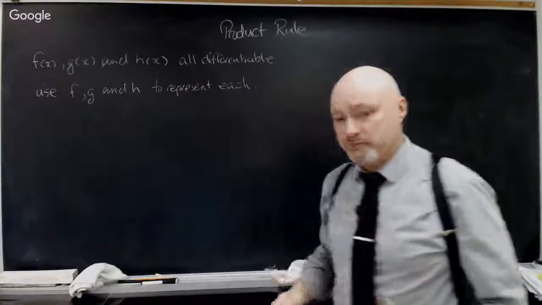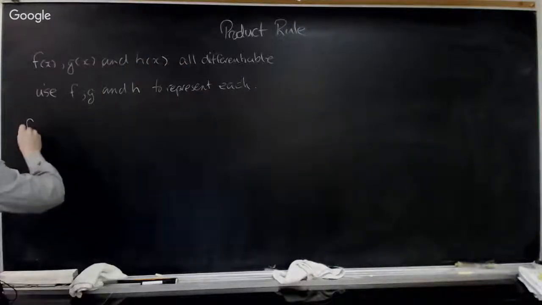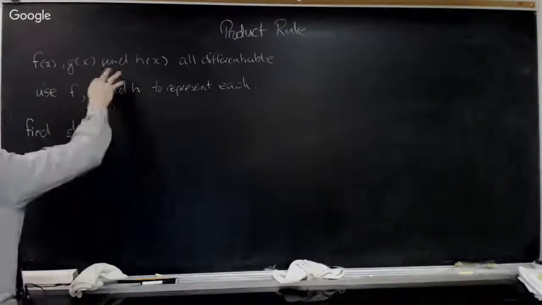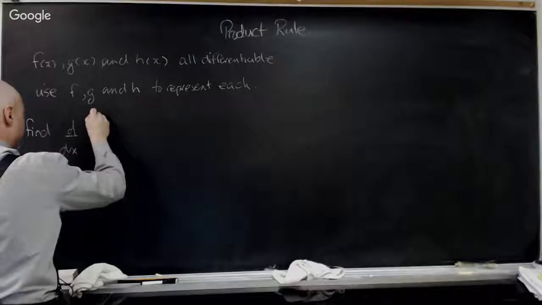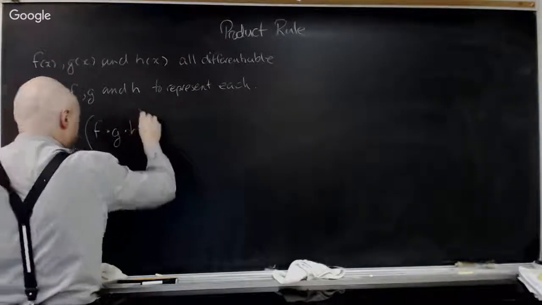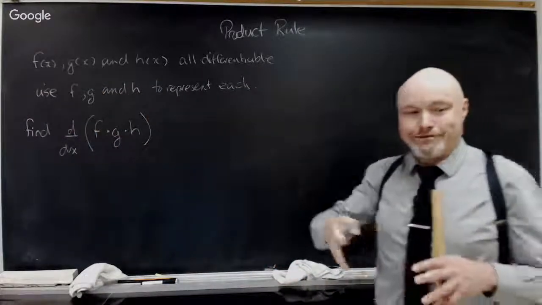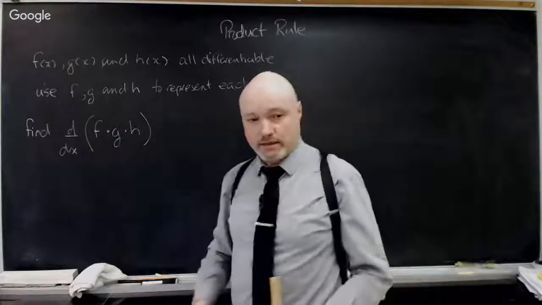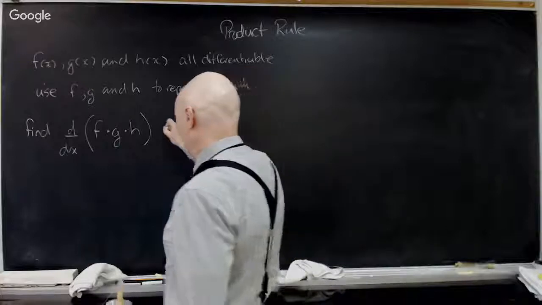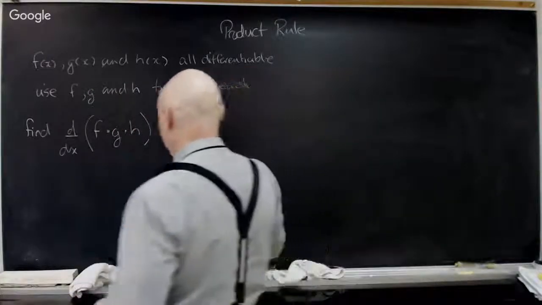So we're just going to represent those super easy. They're all functions of x. And our problem is find the derivative with respect to x of f times g times h. I've just left out the brackets and the x's because it gets a little exhausting to write them all out and makes it just a little too busy to appreciate the beauty of the math.